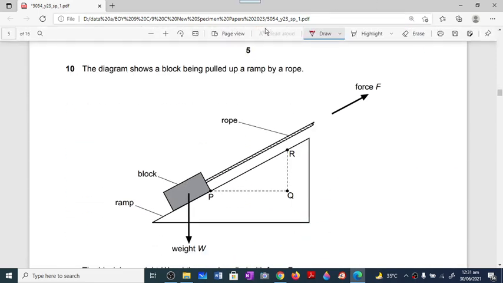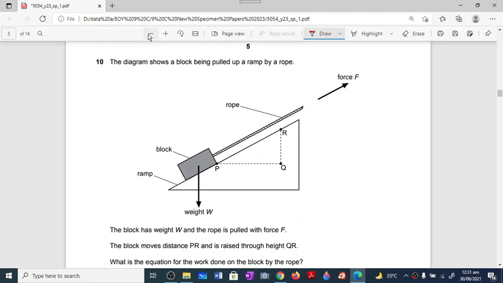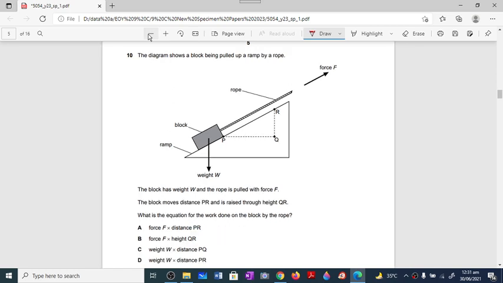Now, for question number 10, the diagram shows a block being pulled up by a rope. The force is applied in this direction while the weight is acting in this direction. The block moves distance PR in the direction of the applied force. So this is the distance PR while we are applying force in this direction. He is asking what the value of the work done is.